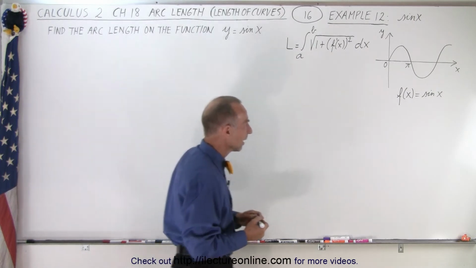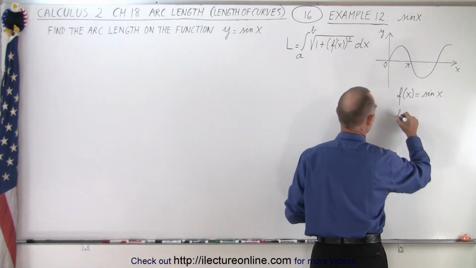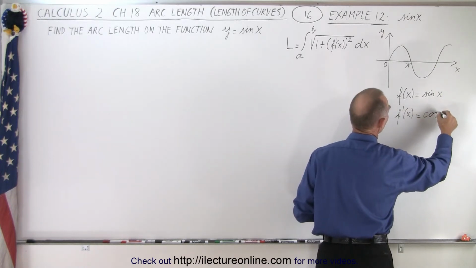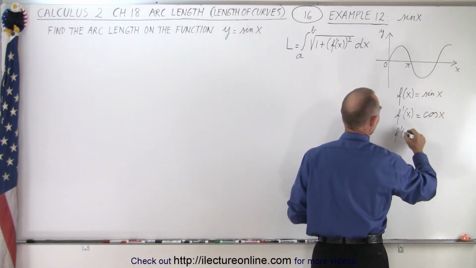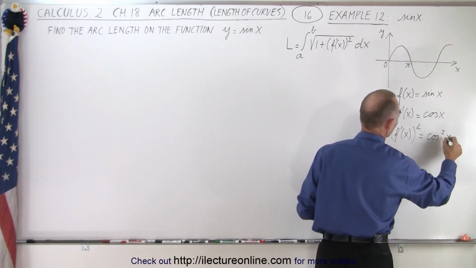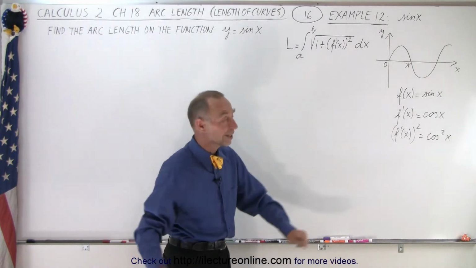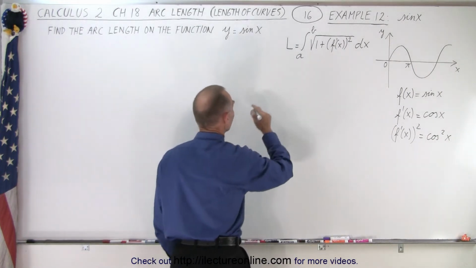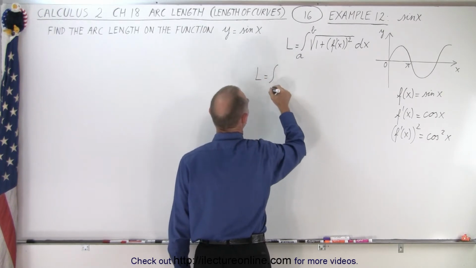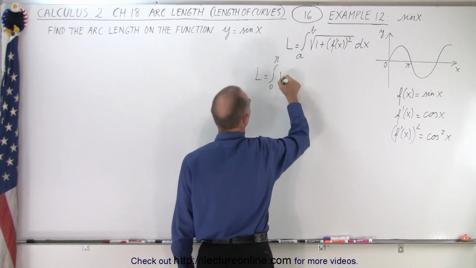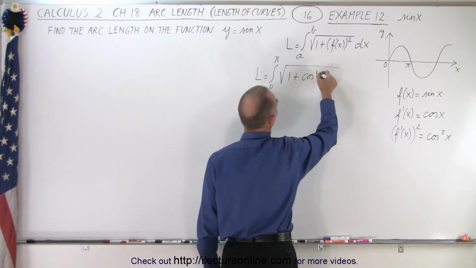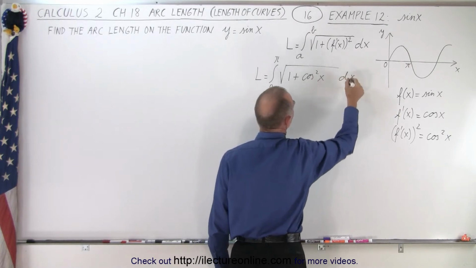So our function is f of x equals sine of x. When we take the derivative, f prime of x equals the cosine of x, and f prime of x squared equals the cosine squared of x. So far, so good, really easy. You plug that into your integral, so we have the arc length is equal to the integral from 0 to pi of the square root of 1 plus the cosine squared of x dx.